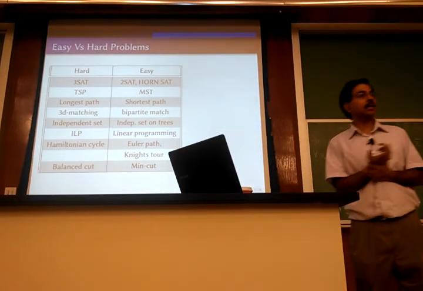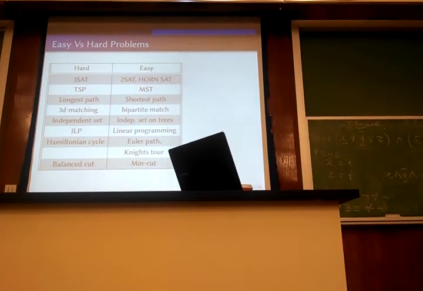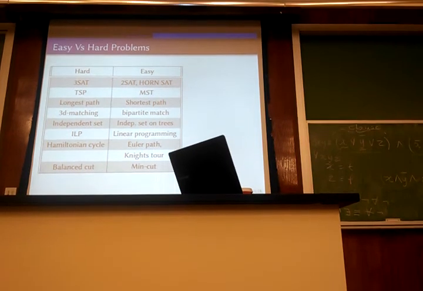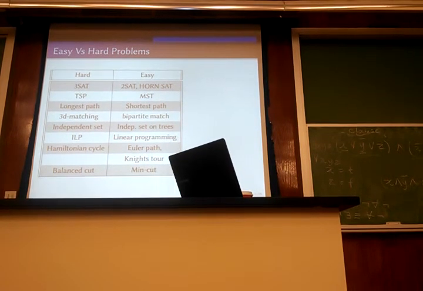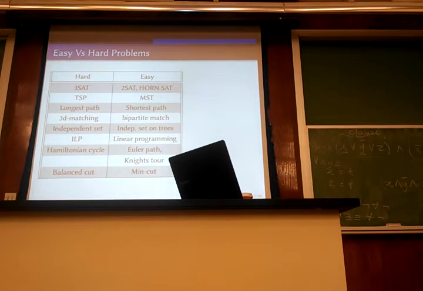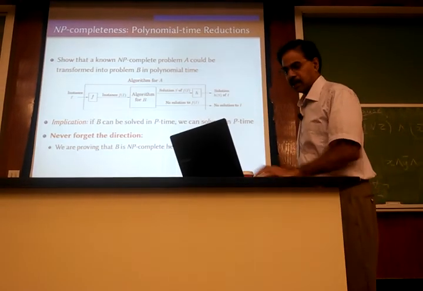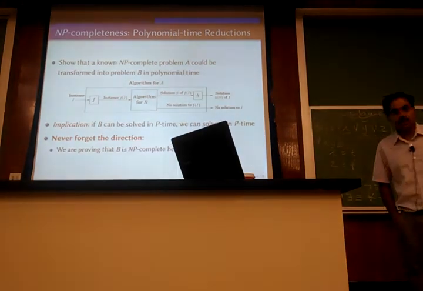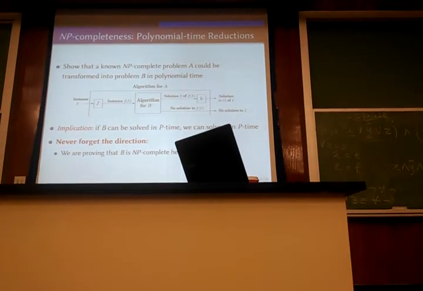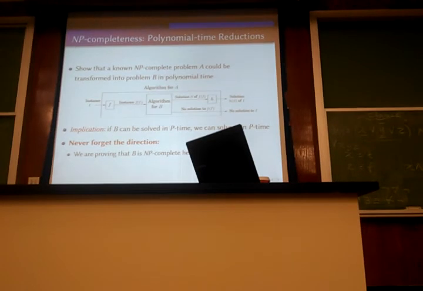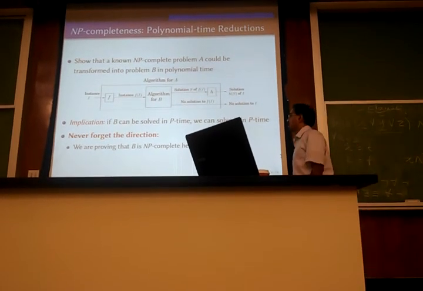And balanced cut and min cut, some of the problem, right? So if you wanted a global min cut, well, that's easy to solve. But if you want the cut to be balanced, that is actually hard. Okay. So now, how are we doing these? Showing that some of these problems are very hard. We are using this polynomial time reduction that we talked about.